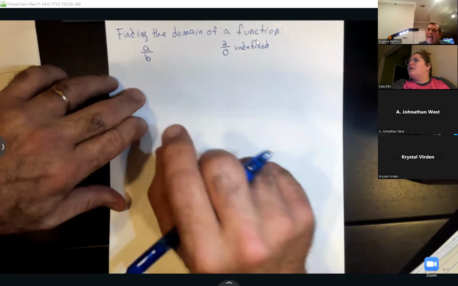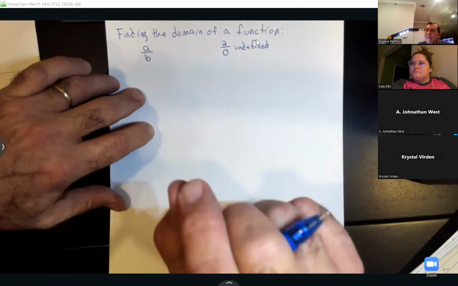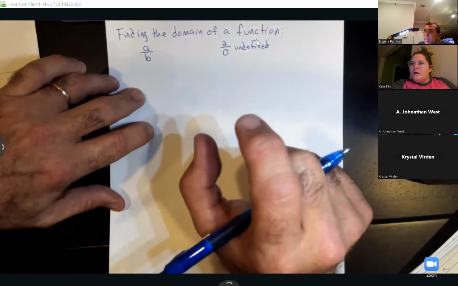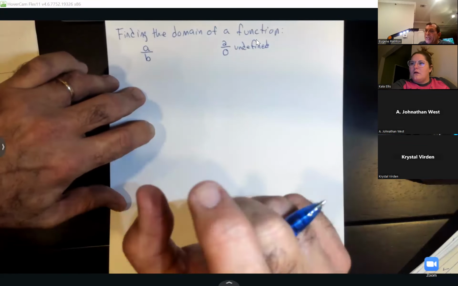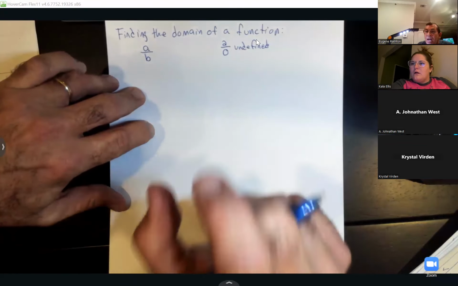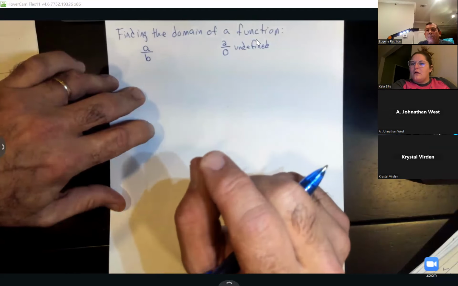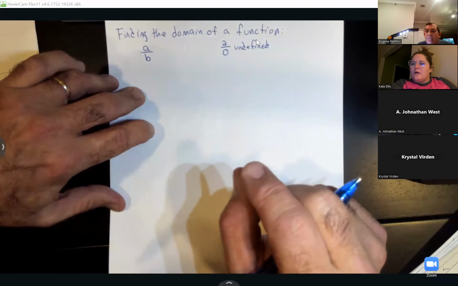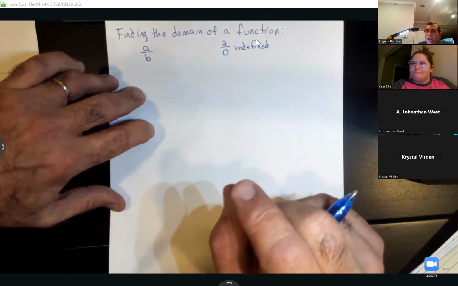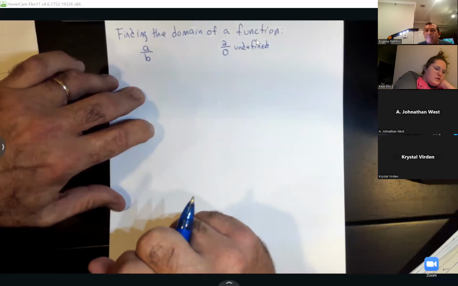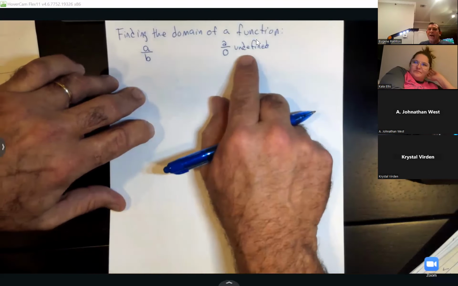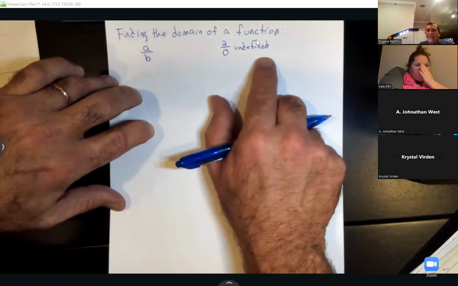So if I've got functions that have variables in the denominator, I've got to make sure that the denominator does not equal 0. Because if the bottom equals 0, you're going to get an undefined error message on that calculator, and you cannot graph that, can you? Nope. We cannot graph anything that's undefined.